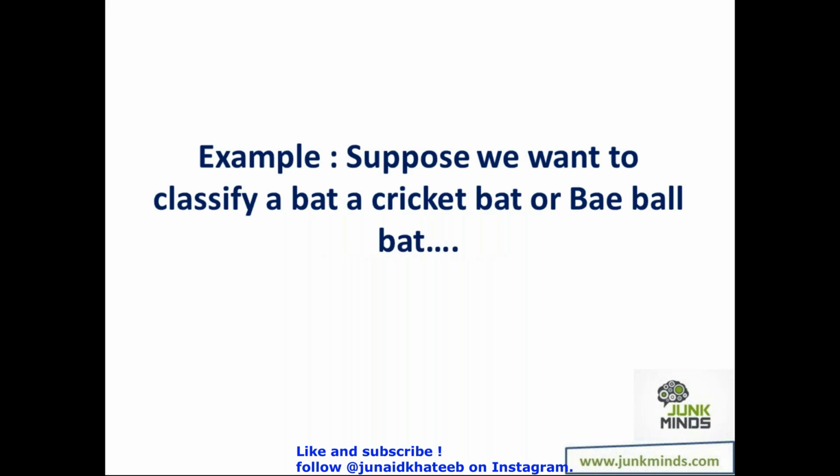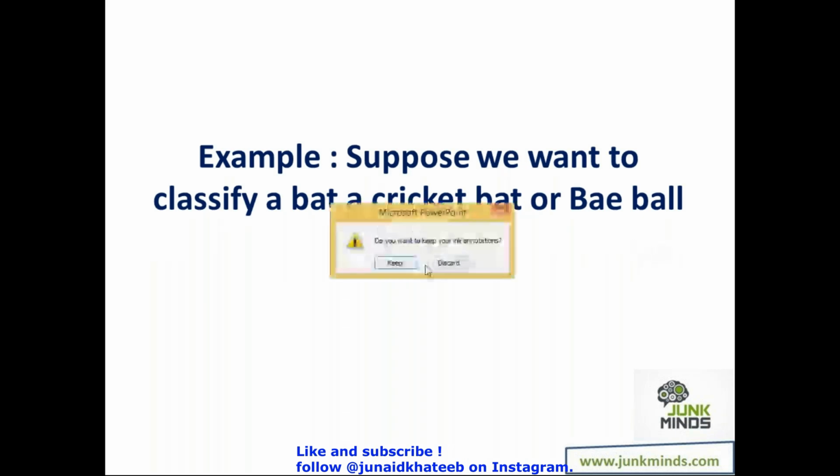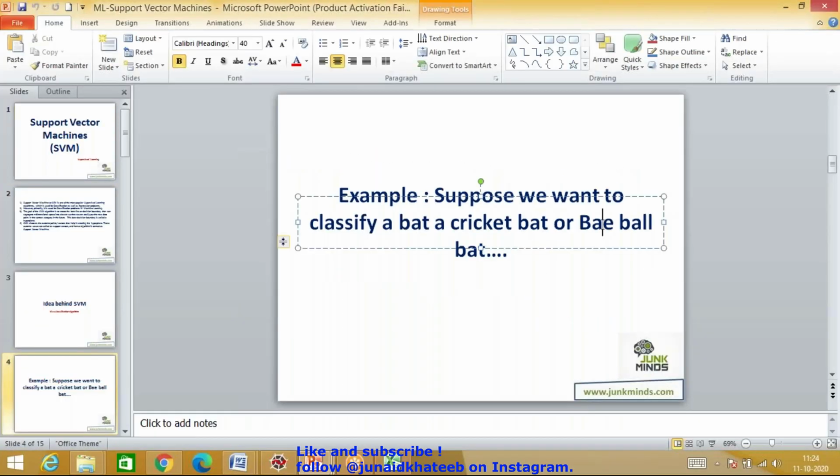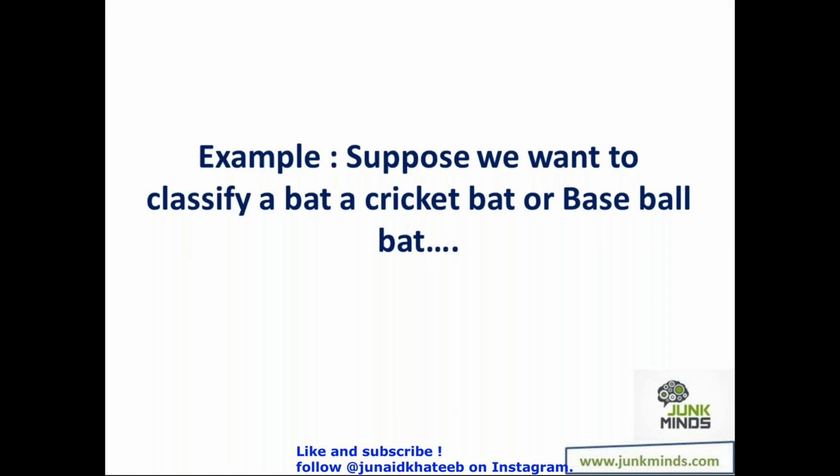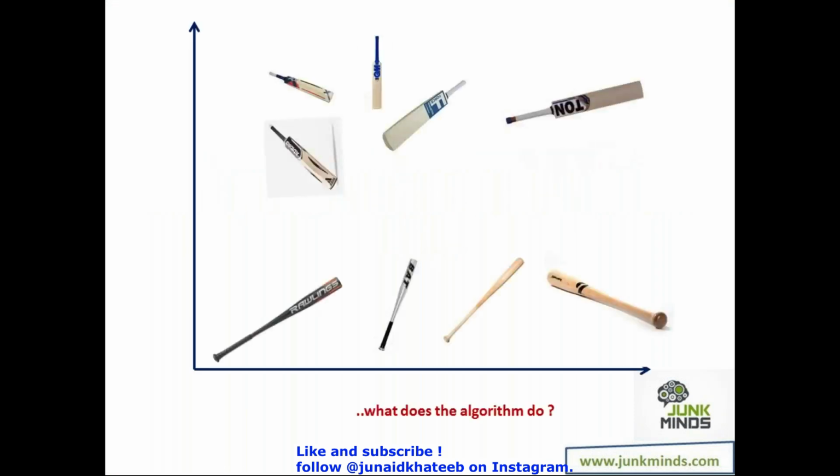Suppose we want to classify a bat as a cricket bat or a baseball bat. I have some particular data with me, some information pertaining to the bats. What I want is that once you've given me the data, I should be able to classify it as a baseball bat or a cricket bat. That is what I need to do. This is something which you can use in image processing, or any place where you have the data available. You just want to click the image, or get some particular data, and tell me whether it's a cricket bat or a baseball bat.